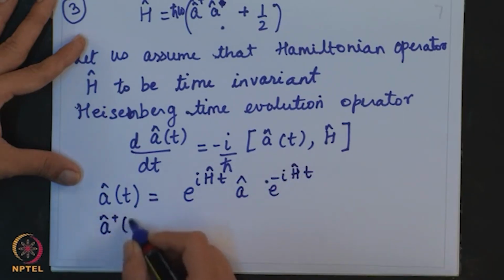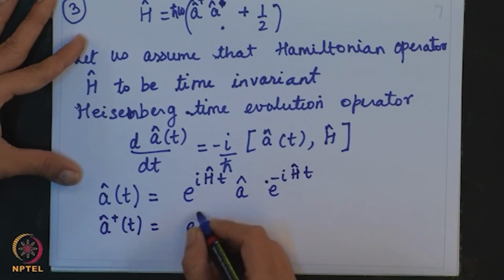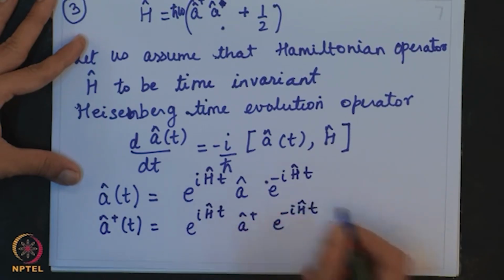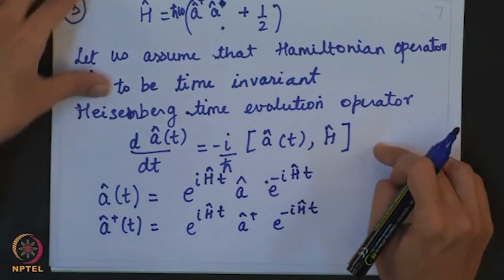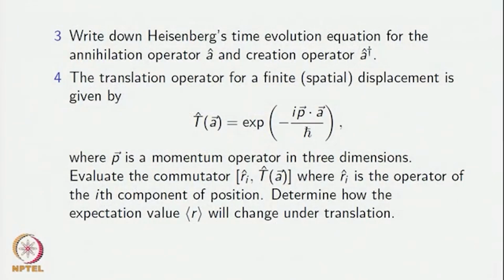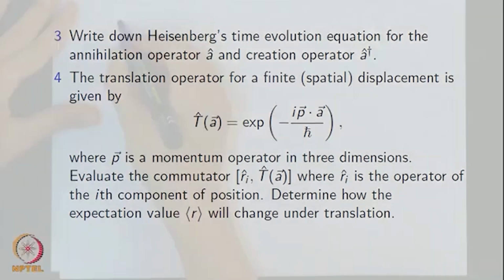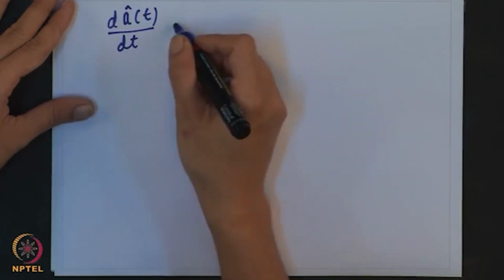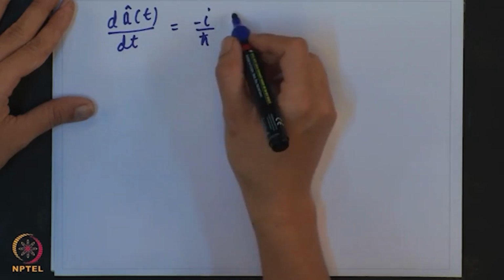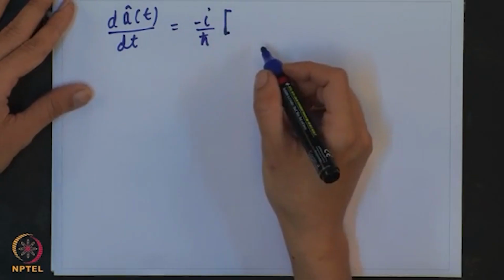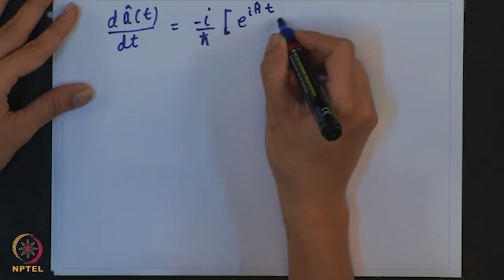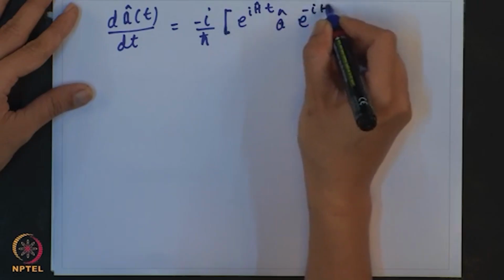Similarly, what will be A dagger(t)? It would be e raised to iHt/h cross, A dagger, e raised to minus iHt/h cross. Okay. So, we are going to use this definition in writing the Heisenberg time evolution operator. The Heisenberg time evolution equation would then become dA(t)/dt equals minus i over h cross, and here I will have the definition which I had put. So, e raised to iHt, A, e raised to minus iHt.